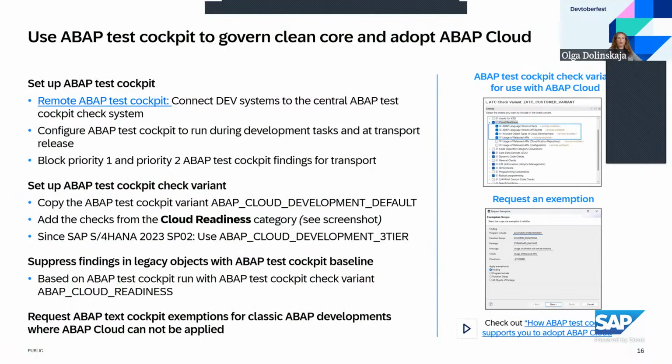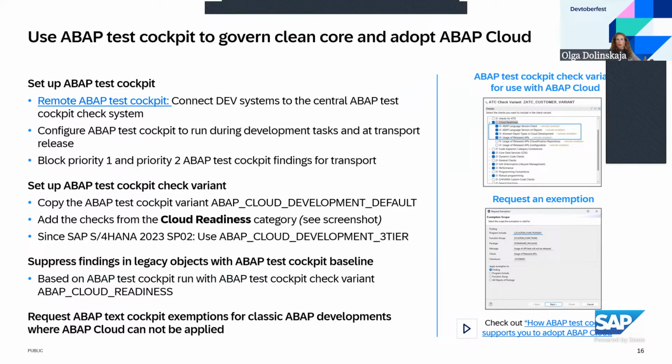And the tool of choice to govern your clean core development is ABAP Test Cockpit. ABAP Test Cockpit is our central tool for static quality assurance of your development landscapes. We use this tool during the development process to run the custom code analysis check. You use this tool during the system conversion process in order to convert your ECC system to S/4HANA. And this is also the central governance system for your clean core development. And the procedure is the same.